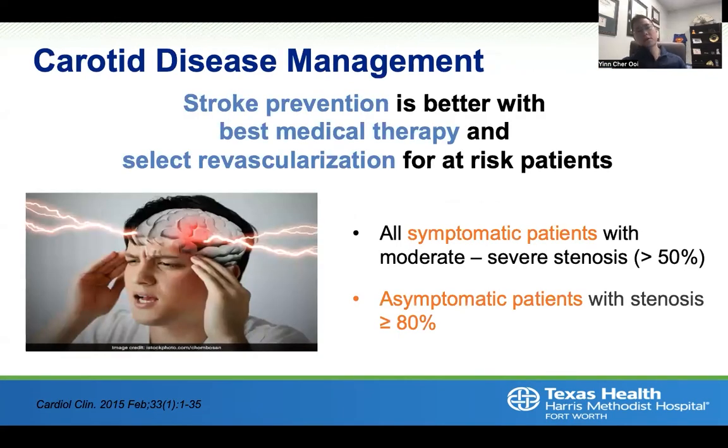And that leads us to our current understanding of the treatment principle or philosophy for carotid artery disease. Stroke prevention is better with best medical therapy for all patients and select revascularization for at-risk patients. But the question is, which patients should undergo carotid revascularization? Broadly speaking, all symptomatic patients with moderate to severe stenosis should undergo carotid revascularization, and asymptomatic patients with stenosis greater than 80% should be considered, especially in centers with high volume.